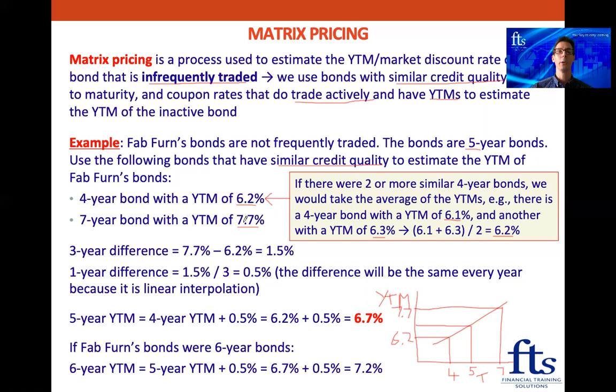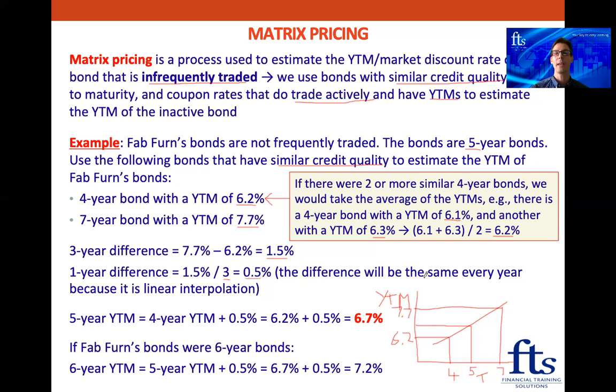So now to work out, what will the 5-year yield be? There's a few ways to do it. And this is the way I like the most, because it was actually shown to me by somebody a few years ago, and I've liked this way ever since. So let's give it a go. The difference between the 7-year bond and the 4-year bond, we've got a 3-year difference over here. And that 3-year difference is 1.5%. But what we need is a 1-year difference, because we want to go from 4 years up to 5 years. So the 1-year difference is just 1.5 divided by 3, because this was a 3-year difference. So the 1-year difference is going to be 0.5%.